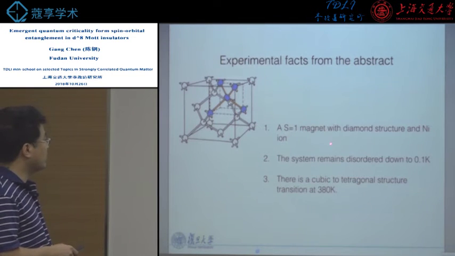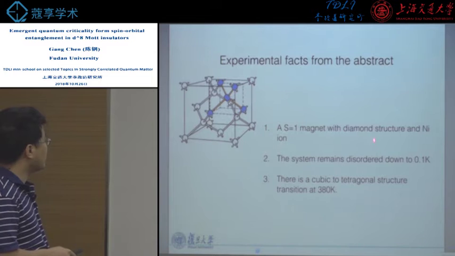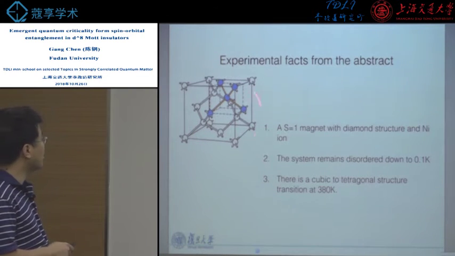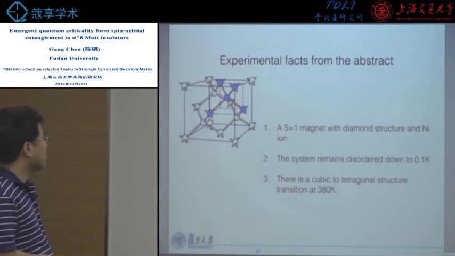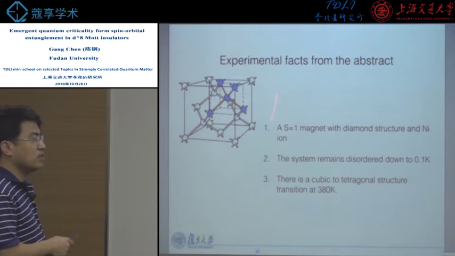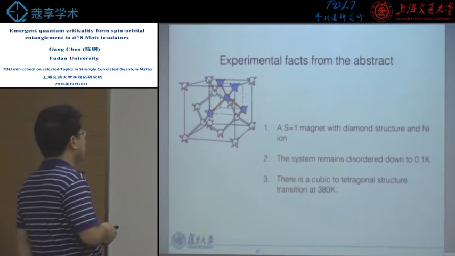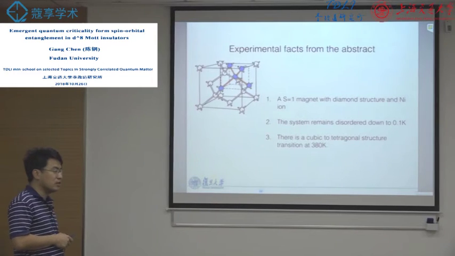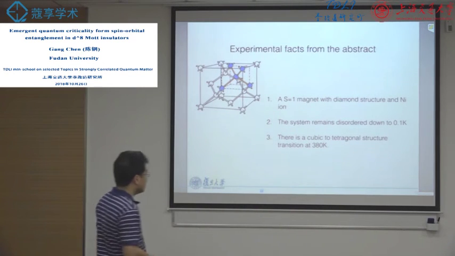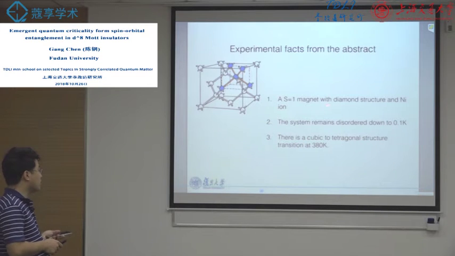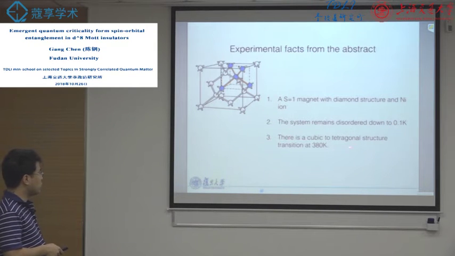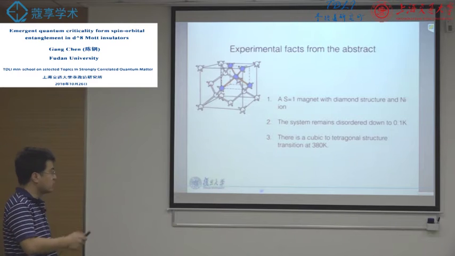So it's a spin 1 magnet with a diamond structure and nickel ions. In this system, the nickel ions form a lattice called a diamond lattice. This is the lattice in the actual diamond, when the carbon forms this kind of structure. Here in this material, nickel forms this kind of structure. So the nickel ions arrange themselves into a diamond pattern. In addition, the system remains disordered down to 0.1 Kelvin, and the system has a cubic to tetragonal distortion around 400 Kelvin.